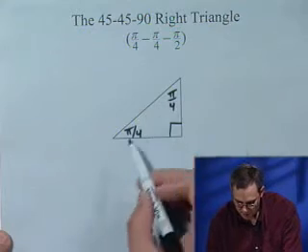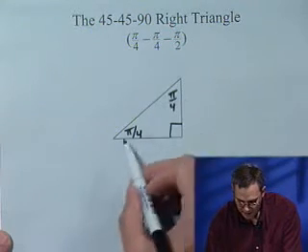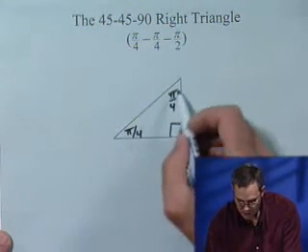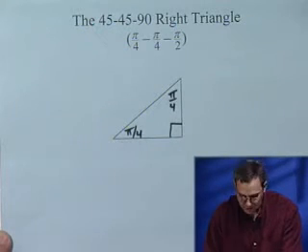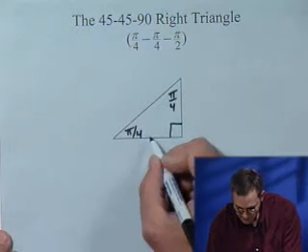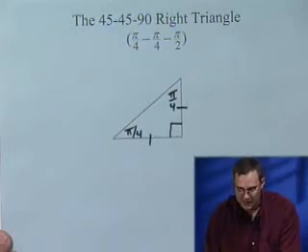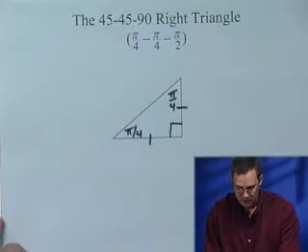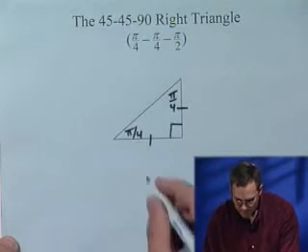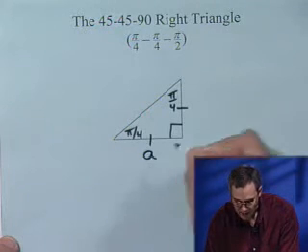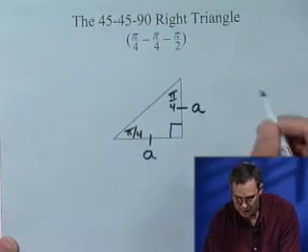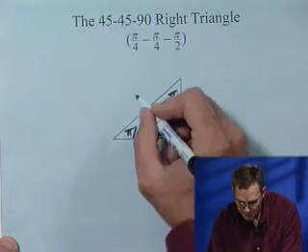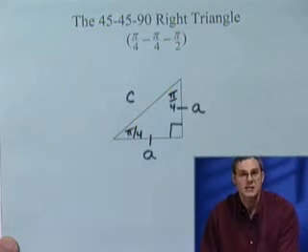Notice, if you remember from geometry, I have these two angles are the same. That means this is called an isosceles triangle. Isosceles triangles mean that these sides are going to be exactly the same. So let's go ahead and possibly give this one a value of A. Well, if this is A, this value is A. And what I want to do is figure out what C is going to be.